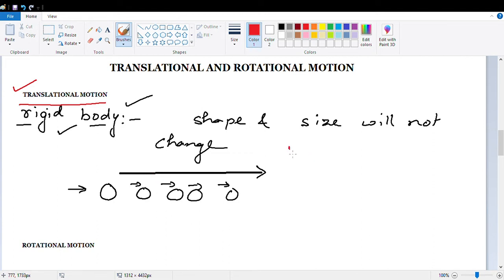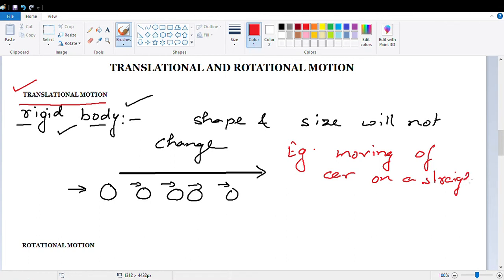Further examples I can give. The motion of a car on a straight road, not on a curve, is an example of translational motion. A man walking in a particular direction, like there are four directions: east, west, north, south. Just take one direction and keep on moving. This kind of motion is called translational motion.